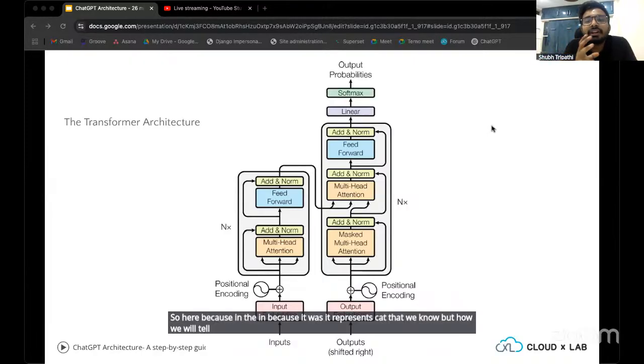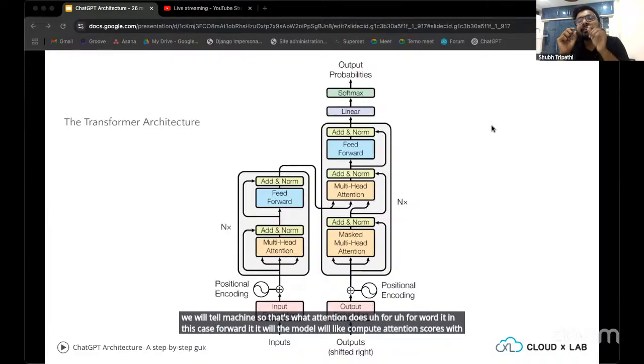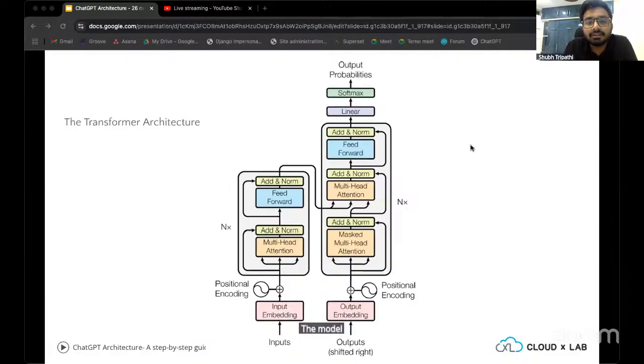So that's what attention does. For the word "it", in this case, the model will compute attention scores with each other word, and in that way it will learn the representation of, okay, now it represents cat. So in this way, using the attention mechanism, the model generally learns what the word means.